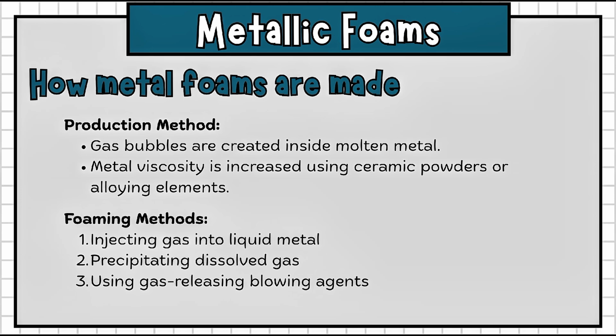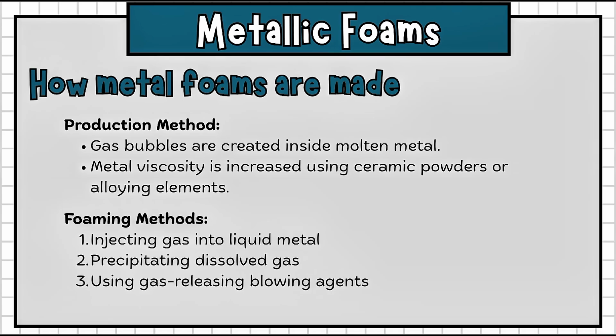Using gas-releasing blowing agents. When metal is melted, gas can be introduced into the liquid to form bubbles. These bubbles naturally want to float to the surface because of buoyancy. To stop them from escaping, the molten metal must become thicker or more viscous. This is achieved by adding ceramic powder or special alloying elements that hold the bubbles in place. Once the metal is cool and solidified, it forms a porous foam structure.